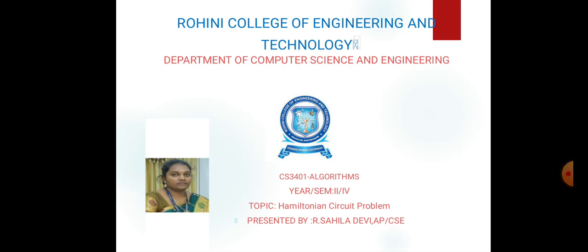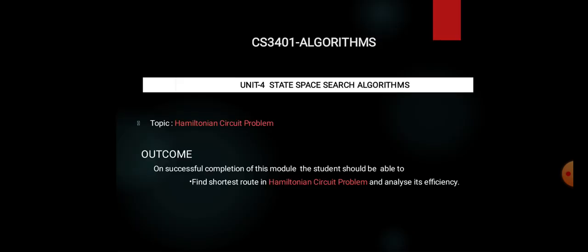Today, we are going to discuss the subject CS3401 Algorithms. In this subject, today we are going to discuss a topic, the Hamiltonian Circuit problem. This particular problem is in Unit 4, State Space Search Algorithm. The outcome of learning this topic is that, on successful completion of this module, the student should be able to find the shortest route by using the Hamiltonian circuit problem and analyze its efficiency.